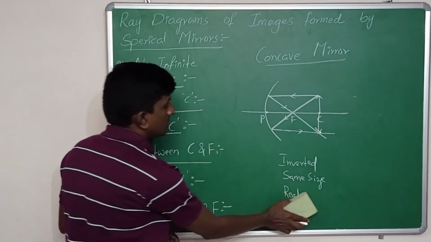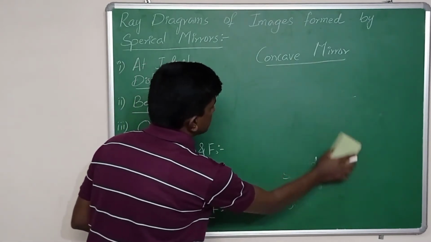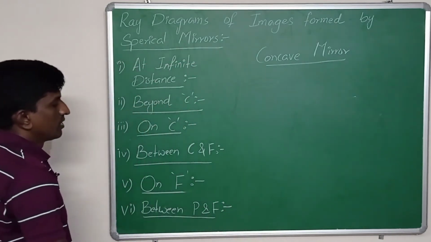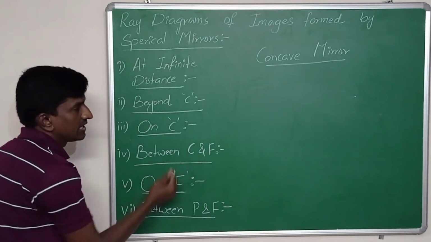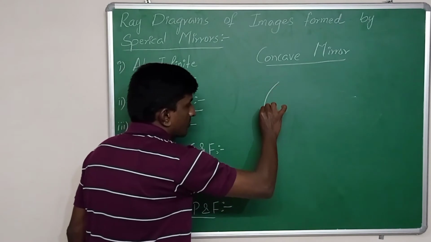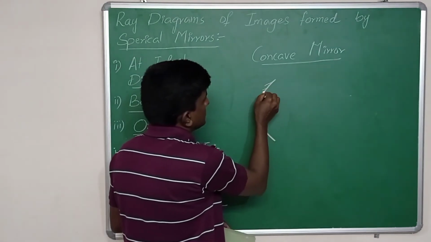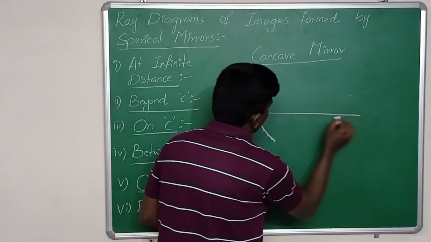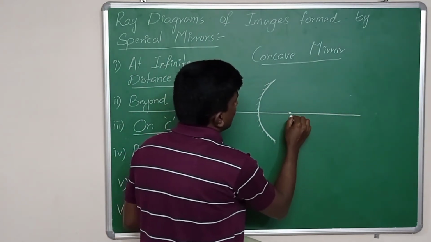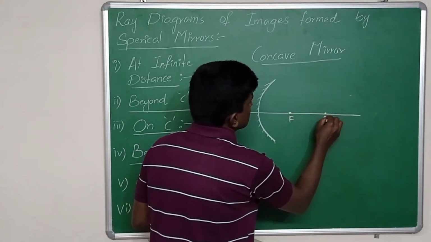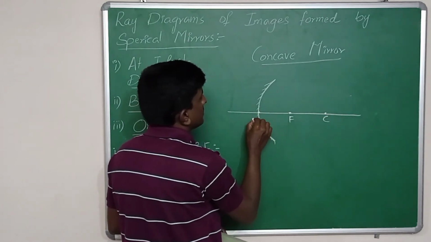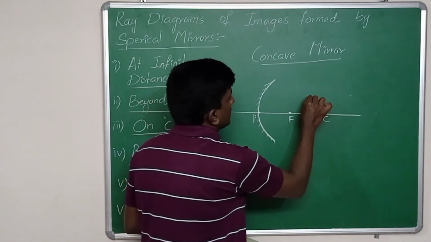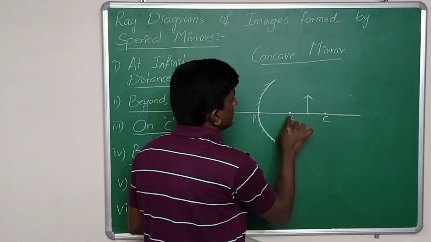Now come to if the object is placed between C and F. This is the concave mirror, focal point, center of curvature and pole. The object is placed between F and C.